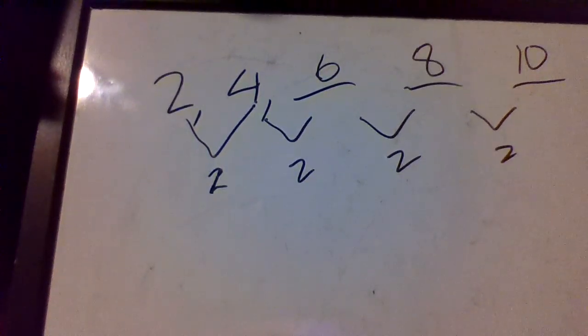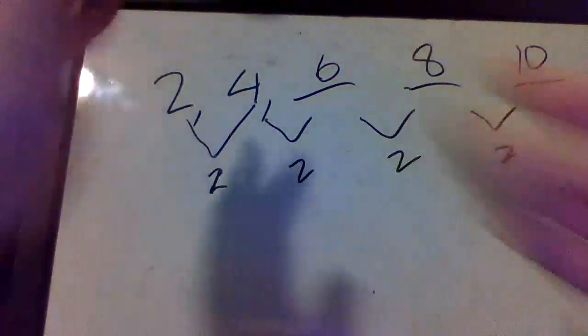Now, you probably see that that's counting by twos, and that's even numbers. 2, 4, 6, 8.